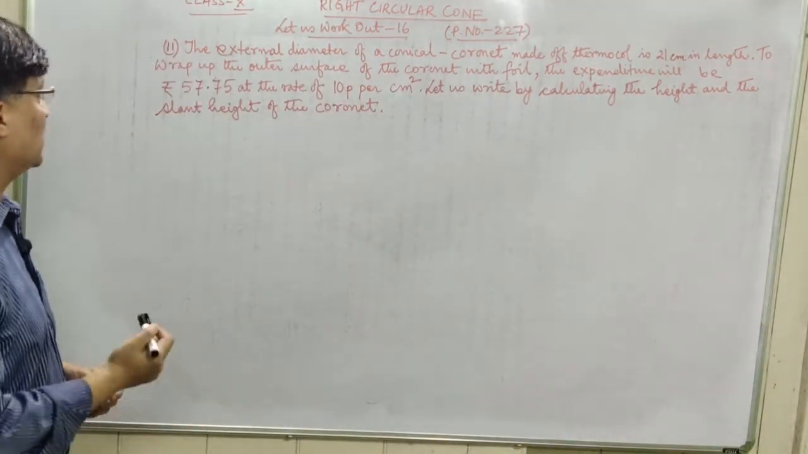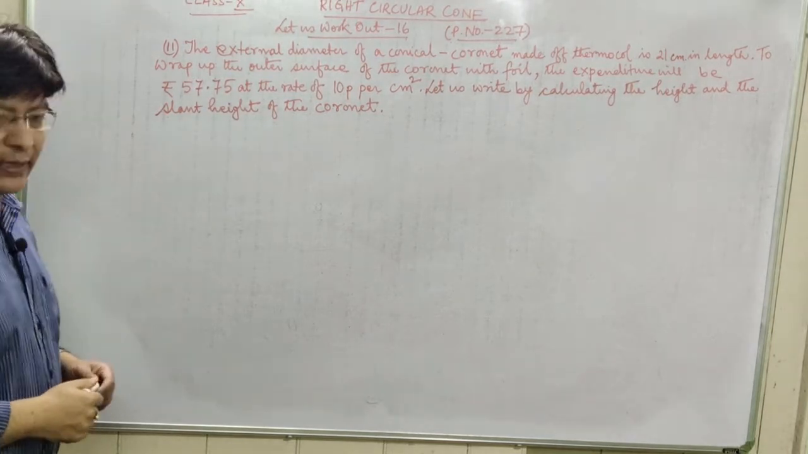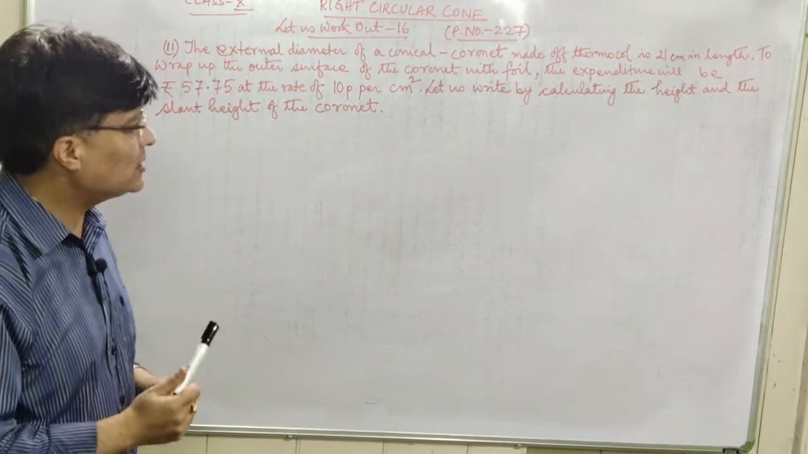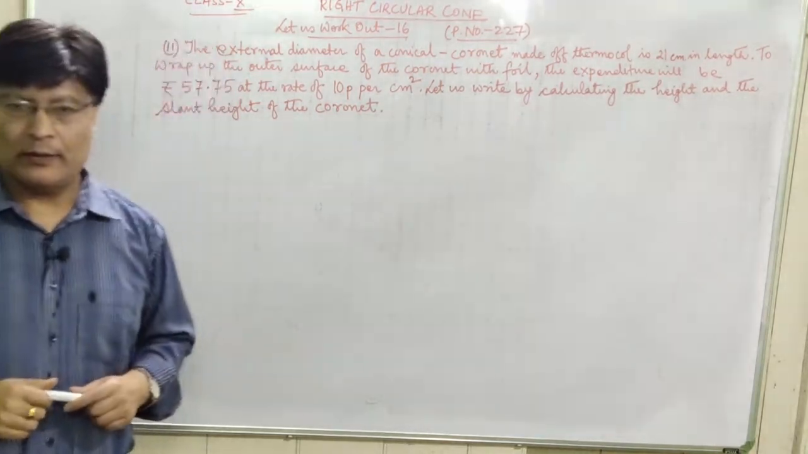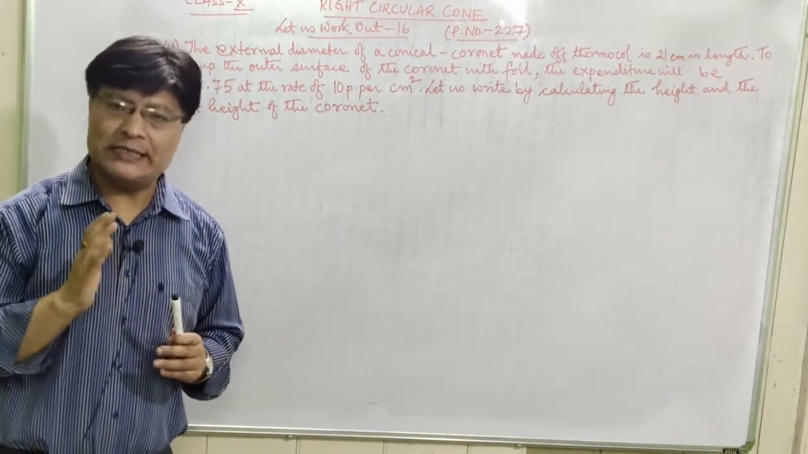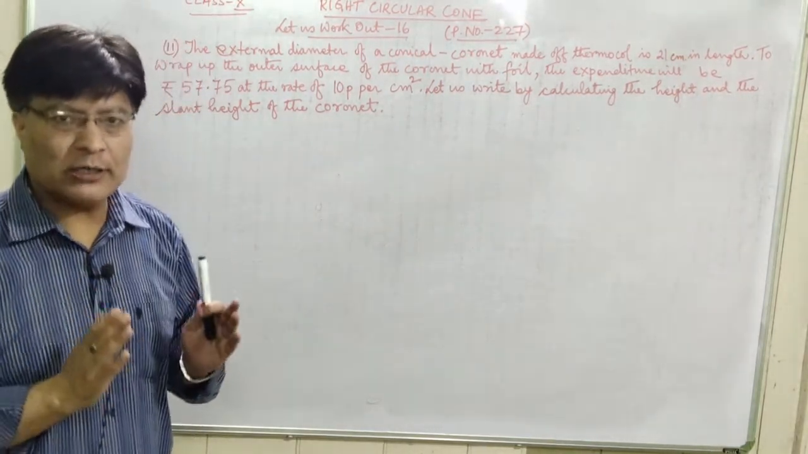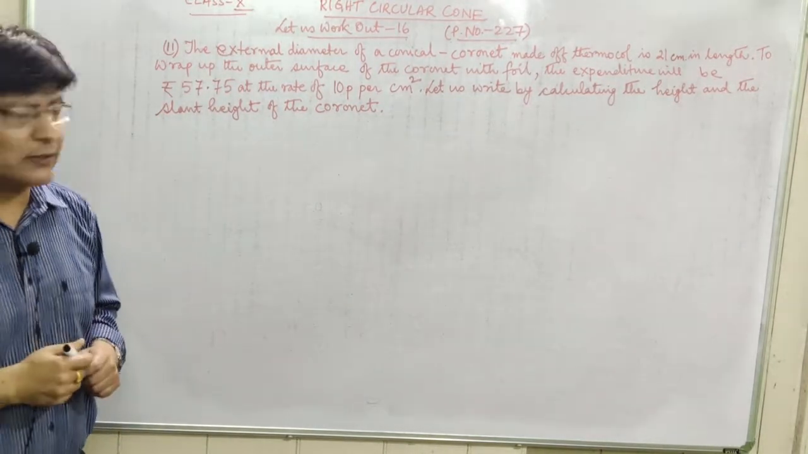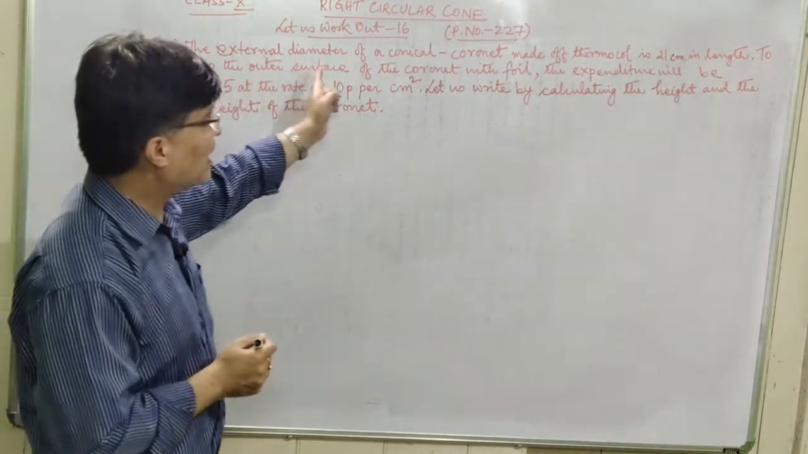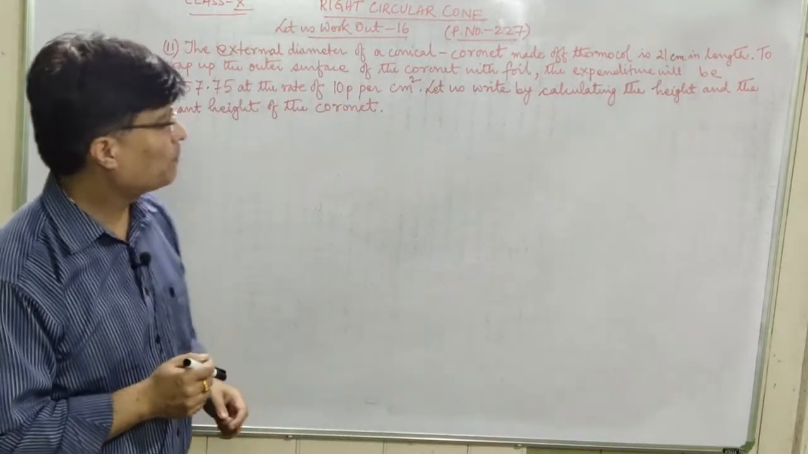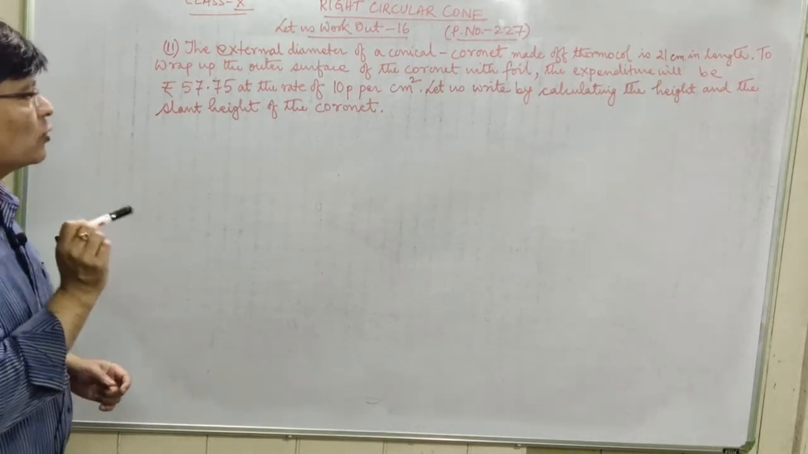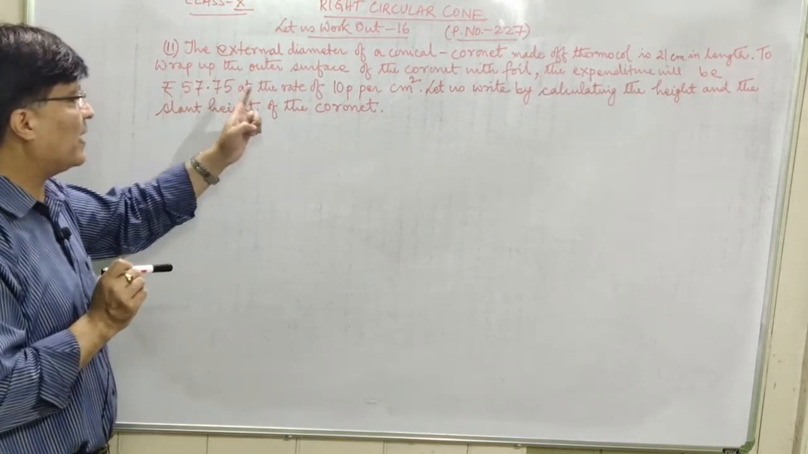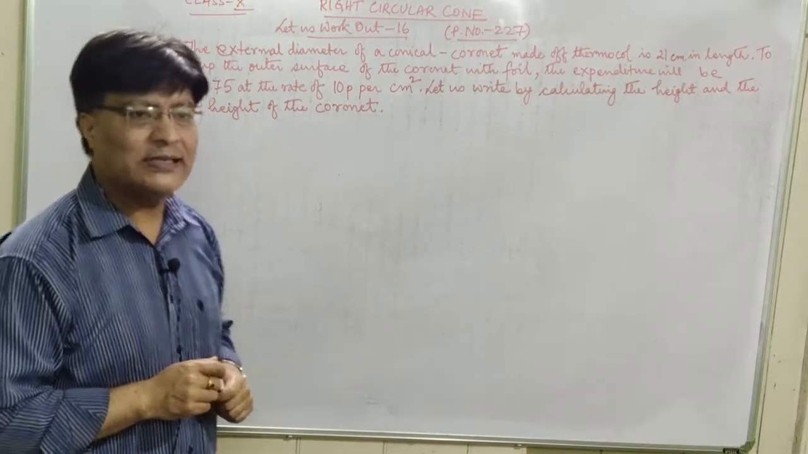So now we'll do the next question, that is question number 11. A conical shaped coronet is made from thermocol, and its external diameter is 21 centimeter in length. To wrap up the outer surface of the coronet with foil, the expenditure will be rupees 57.75 at the rate of 10 paisa per square centimeter.